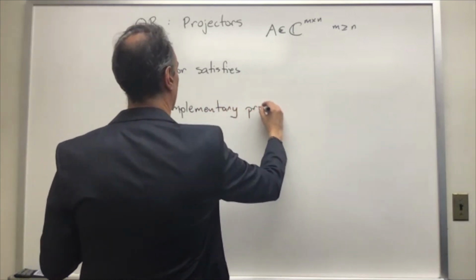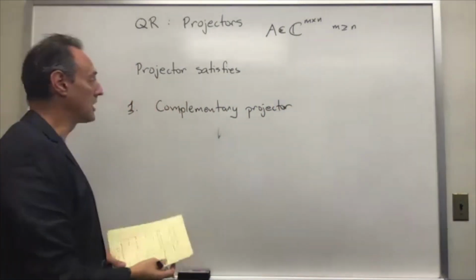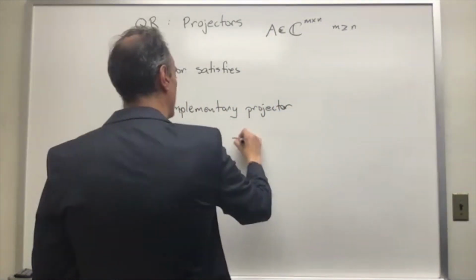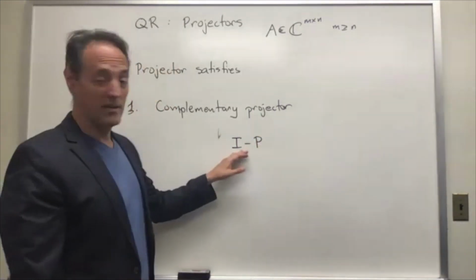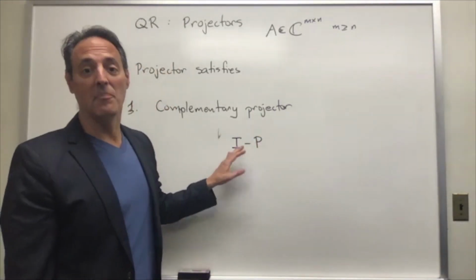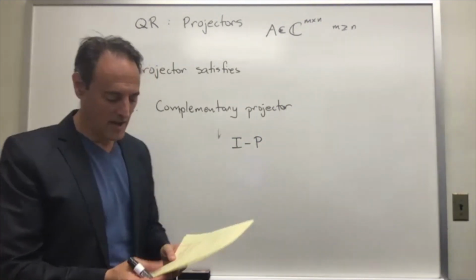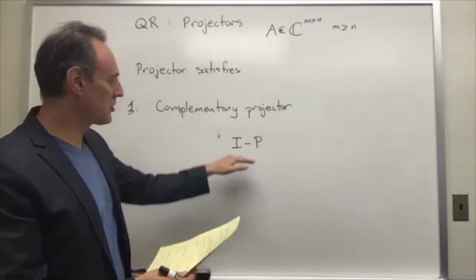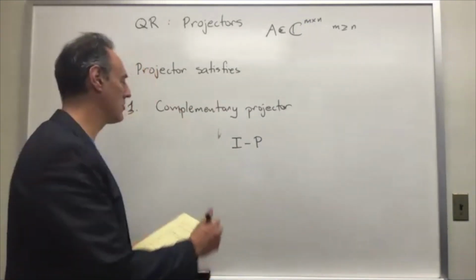Projector. So the complementary projector is identity minus P. Now, by the way, we already played with this, right? That was the Py minus Y. Essentially, that's I minus P. And so we're also going to show that I minus P is also a projector. And here's how you do it.